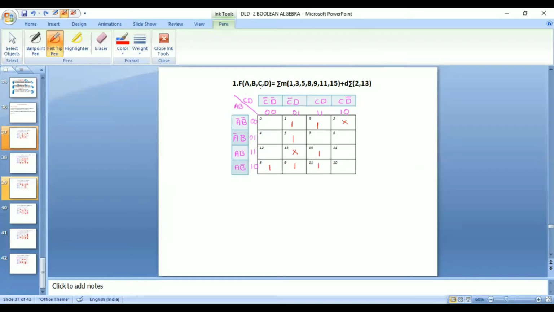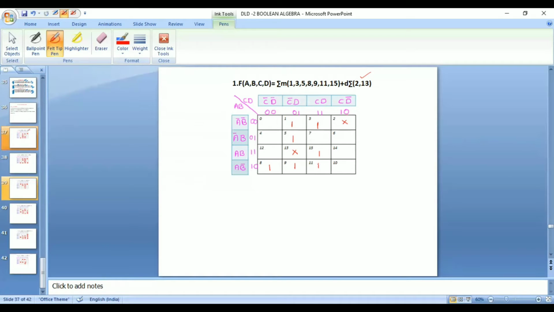The problem is like this: f of a, b, c, d for a four variable KMAP, summation m, that means all these are the minterms: 1, 3, 5, 8, 9, 11, 15, and the don't care conditions are 2 and 13. So position number 2 is a don't care condition, represented with the X symbol. Then 13 is also represented with X. These are the don't care conditions, and these are the minterms. If the don't care conditions are required, then only we will group the minterms with them.